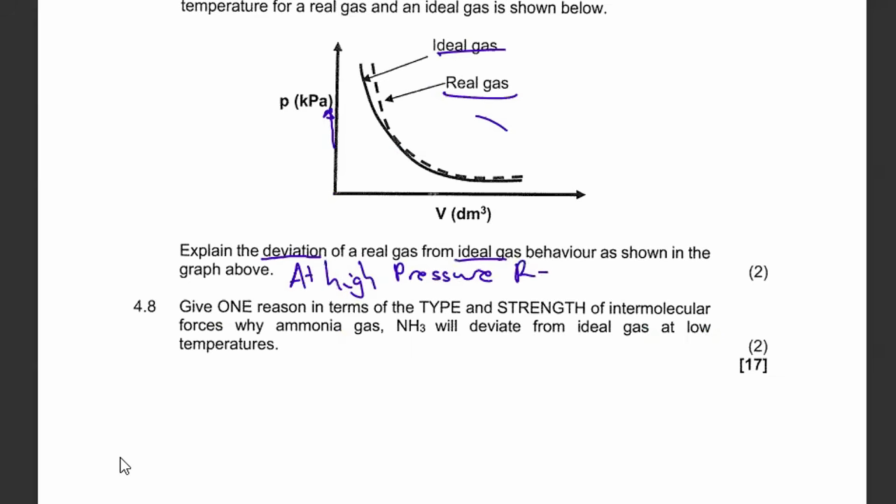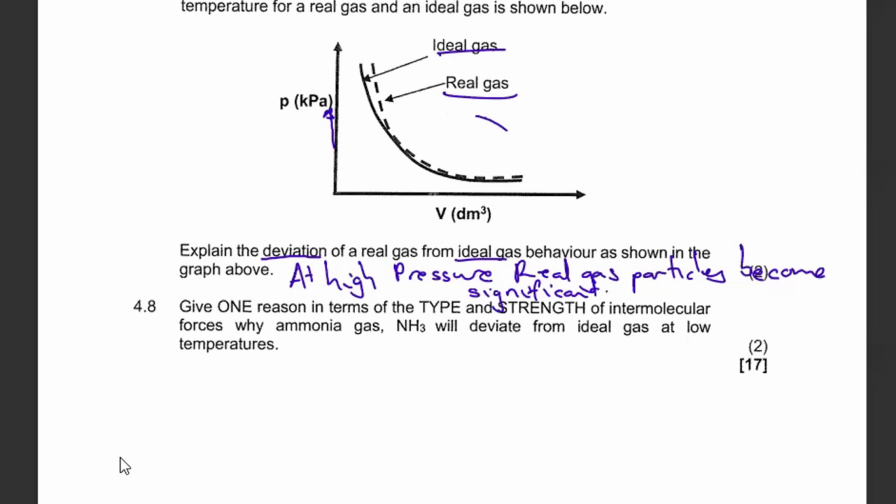Real gas particles become significant. So we'll find that at high pressure, real gas particles become significant.